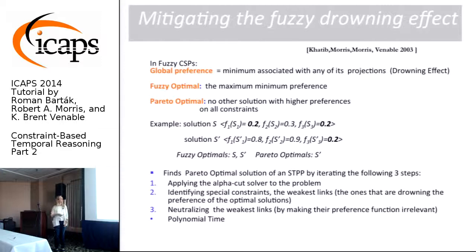So how do we do this? Just briefly, we don't have time to go into detail. We do the alpha cut. At the alpha cut, we will have one or more constraints that are actually the culprits of drowning the solution to a given preference level. We push all these constraints up and make them irrelevant, and then we keep solving for the rest of the problem. Okay? And that way, one by one, we can do away with these drowning constraints and focus on optimizing on the rest. A little more expensive, but it finds a nice Pareto optimal solution.